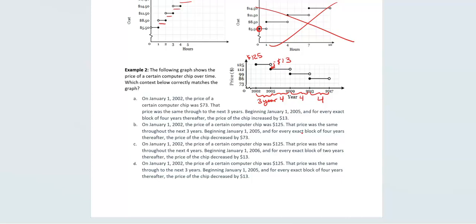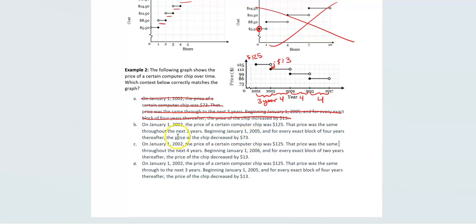Let's start. They all start with, on January 1st, 2002, the price of a certain computer chip was a certain amount. This says that it's $73. That's not what we found. We found that it was $125 just by looking at the graph. So option A is not the answer. We already eliminated one of them. If we read on January 1st, 2002, this says 125, this says 125, and this says 125. So we can't eliminate any more like that.